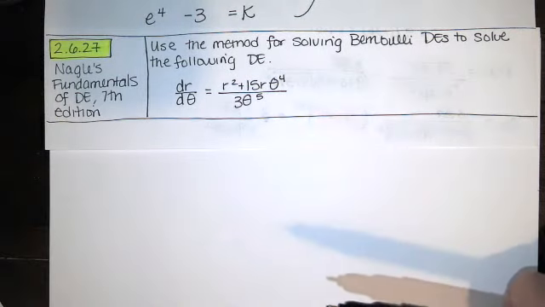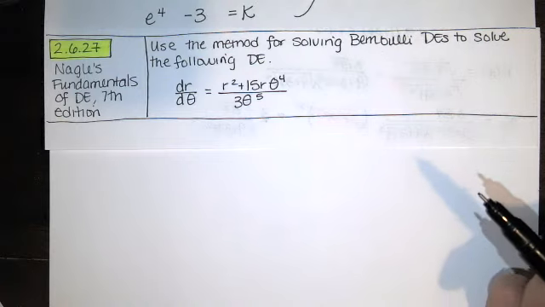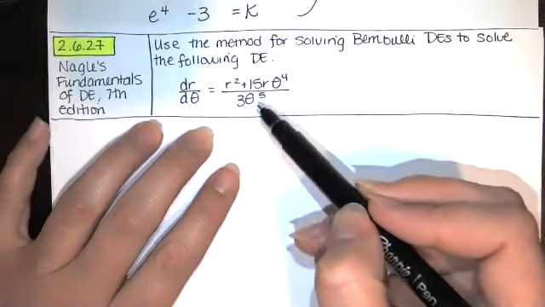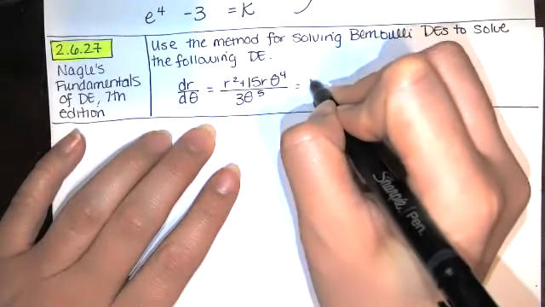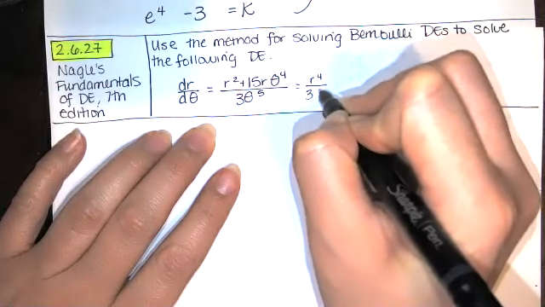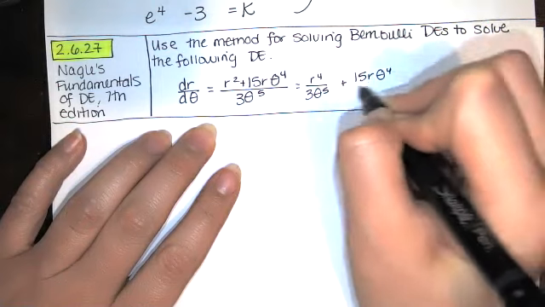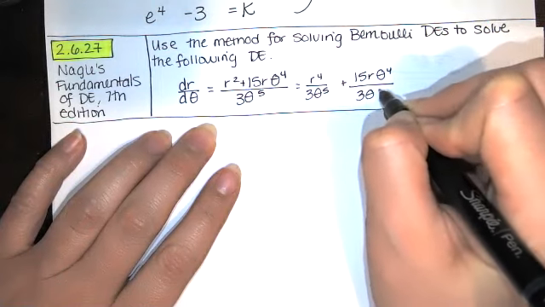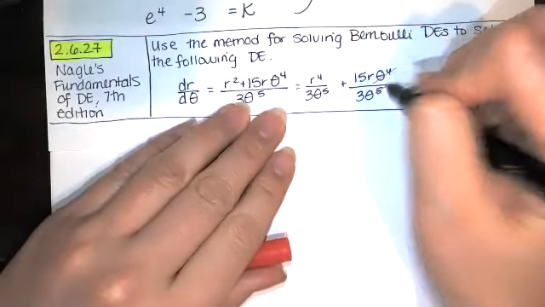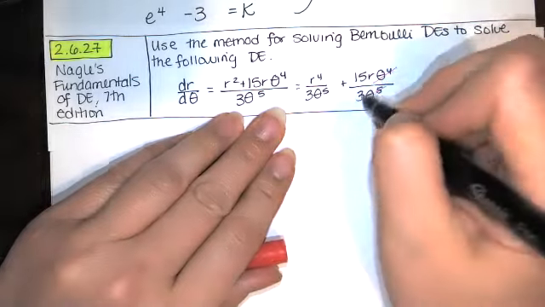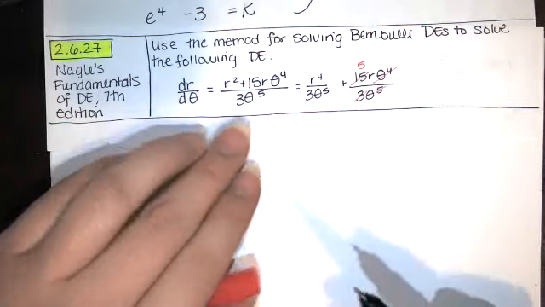Now on the surface, it may not be obvious that this is a Bernoulli equation, but if we do a little bit of algebraic manipulation, it becomes more obvious. Since I have a monomial in the denominator, I can take each of these terms in the numerator and just divide them by that monomial. So I can write this as r to the 4th over 3θ to the 5th, plus 15rθ to the 4th over 3θ to the 5th. Now 4 of those thetas will reduce, so we'll just have the 1 theta in the denominator. 3 goes into 15 5 times, and we could rewrite this as well.